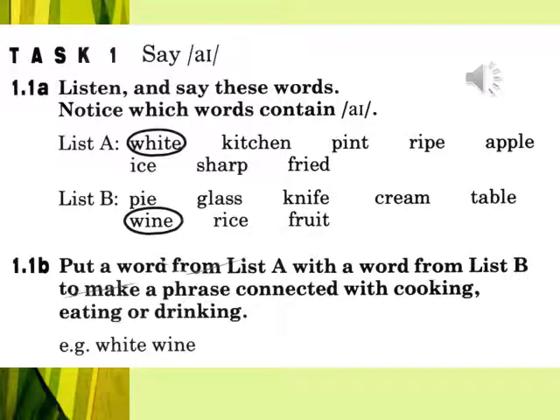Let's do a listening exercise now. Listen to these words. Notice the words that contain the diphthong /aɪ/ and circle them in list A and in list B. /aɪ/, five. /ɔɪ/, boy. /aʊ/, now. Task 1. Say /aɪ/. 11A. Listen to these words. Notice which words contain /aɪ/.